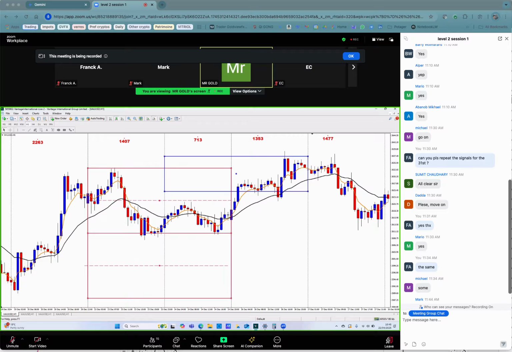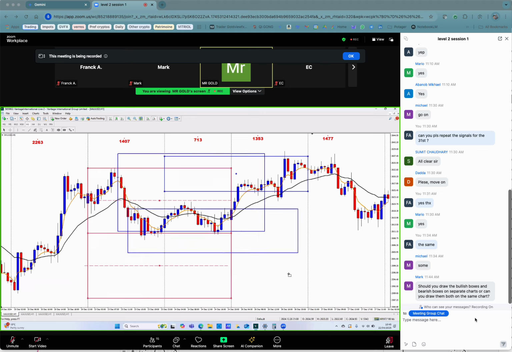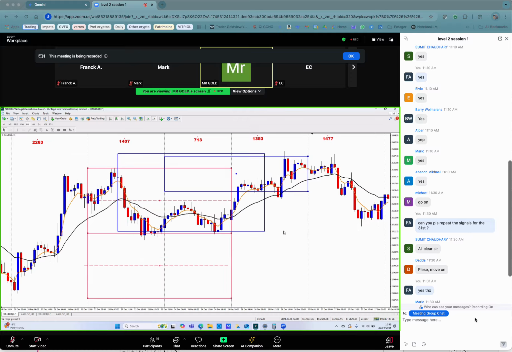Should you draw the bullish boxes and bearish boxes on a separate chart? I just answered this a few minutes ago. You have to draw the bearish boxes and bullish boxes on separate charts. It is absolutely crazy to combine them, because no way will you identify bearish and bullish signals if they're mixed together. You're going to have boxes this way, that way, and you are not going to know which one is the bullish box and which one is the bearish box. It's absolutely impossible. You have to have bearish and bullish boxes on separate charts. Okay? So now keep the questions for later, please, otherwise I'm going to lose the flow of the lesson.